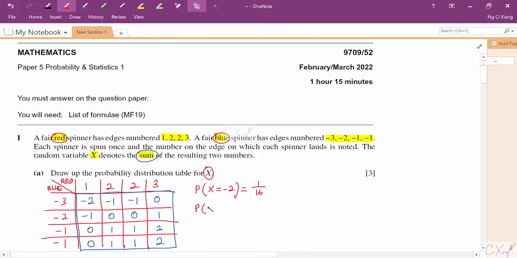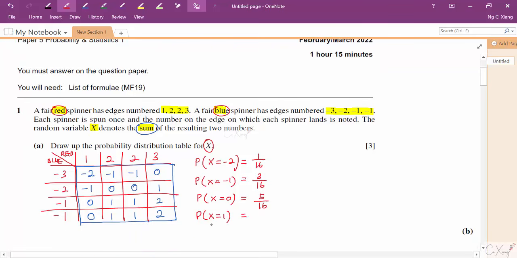After that, for X equals -1, it appears 3 times, so it will be 3/16. For X equals 0, if you count, it appears 5 times, so it will be 5/16. The next value is X equals 1. If I count how many times X equals 1 appears, I also have 5/16. The last one is X equals 2. When I count it, it appears 2 times, therefore it will be 2/16.